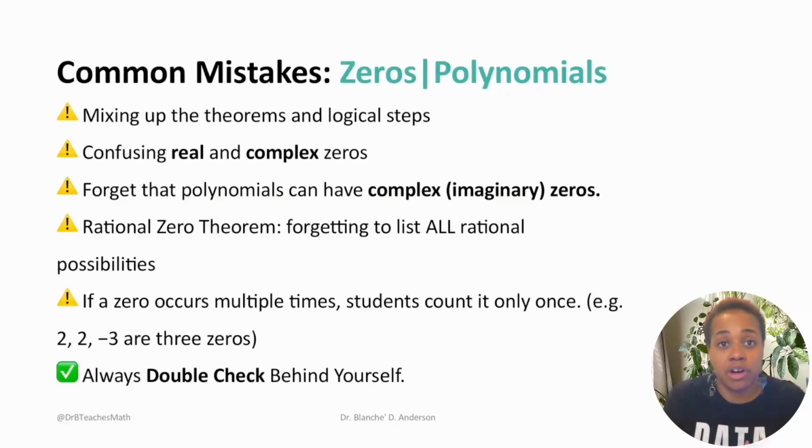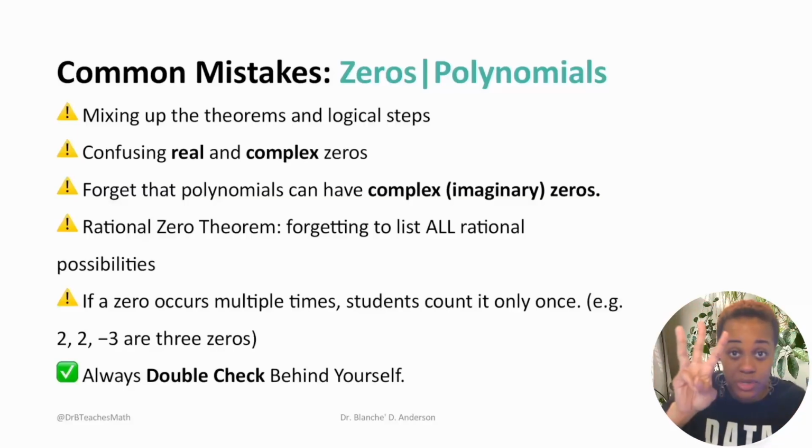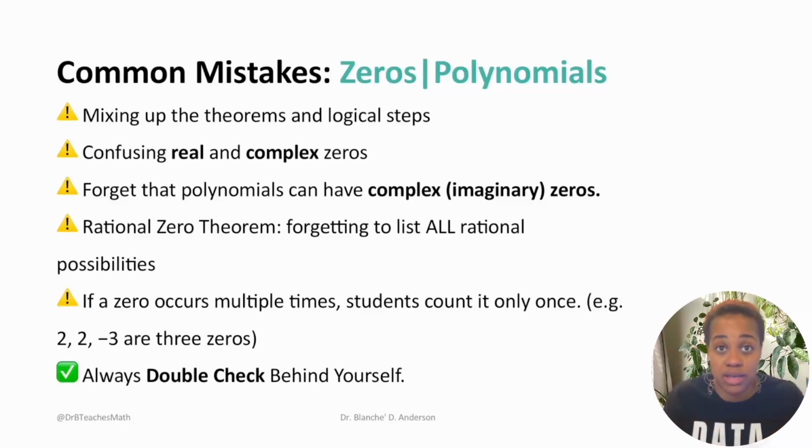If a zero occurs multiple times, okay, yeah. Sometimes you can have a zero that is the same zero. It can occur multiple times. That's okay. You still count it. So just like this one, if 2 and negative 3 are zeros, you still have 3 zeros, even though 2 shows up twice. Always, always check behind yourself.